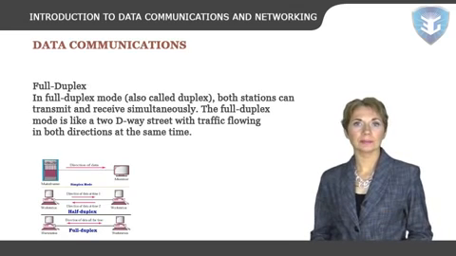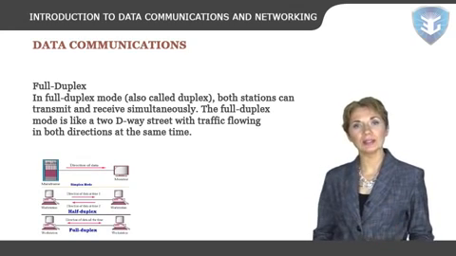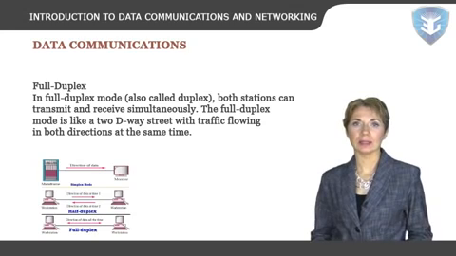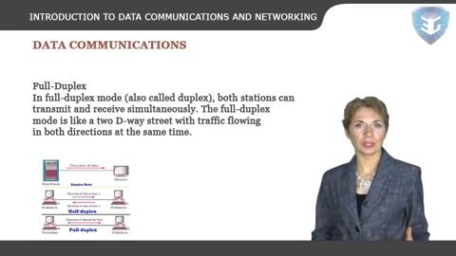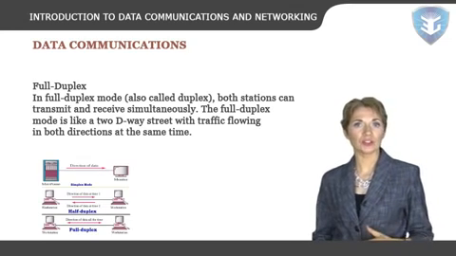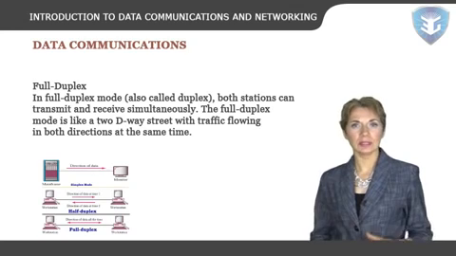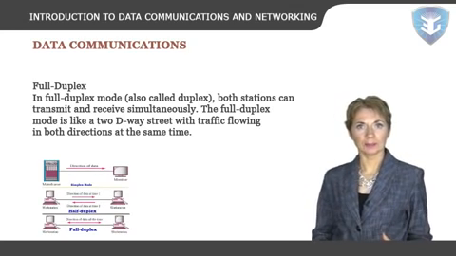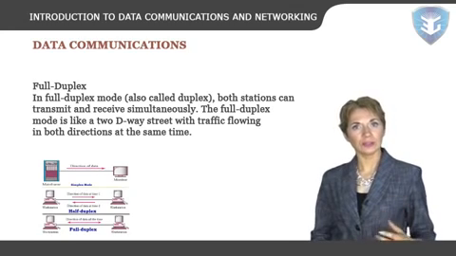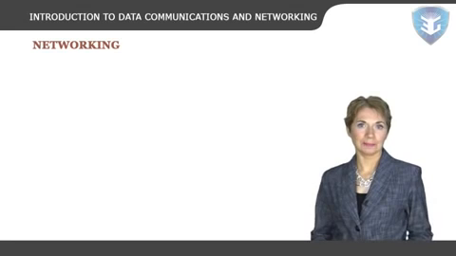Full duplex. In full duplex mode, also called duplex, both stations can transmit and receive simultaneously. The full duplex mode is like a two-way street with traffic flowing in both directions at the same time. In full duplex mode, signals going in one direction share the capacity of the link with signals going in the other direction. Let's now learn about networking.